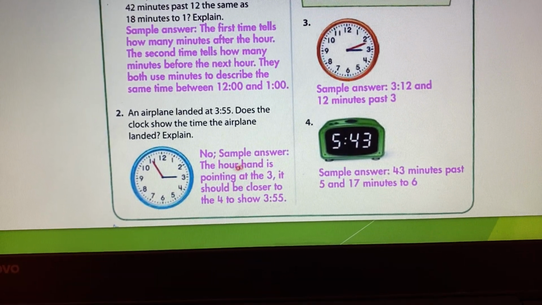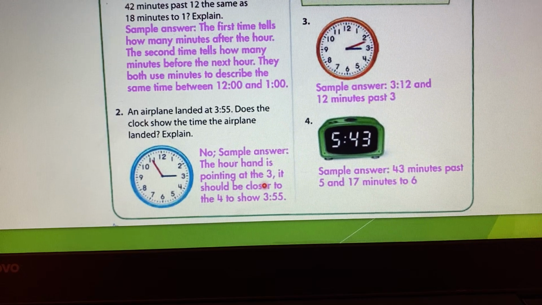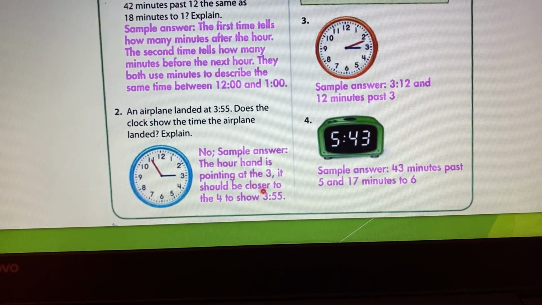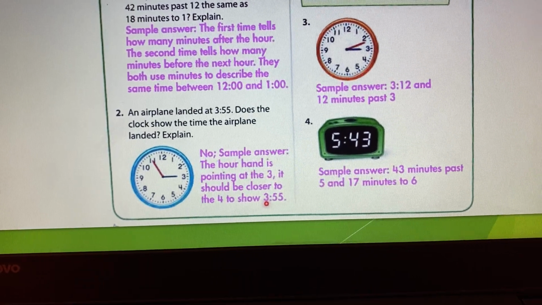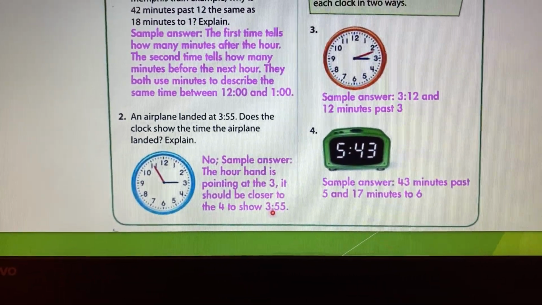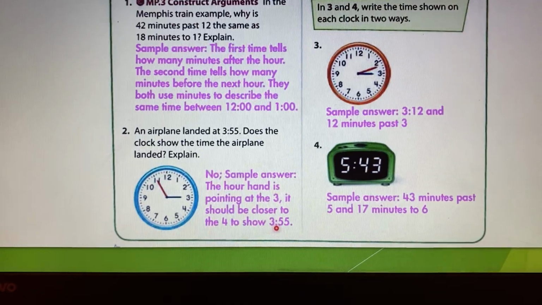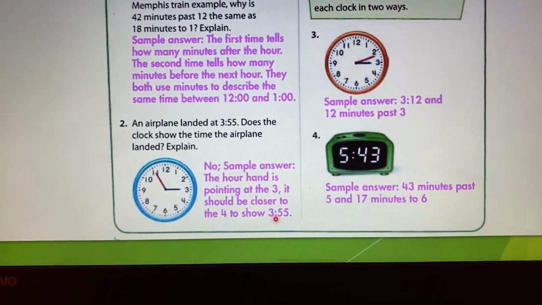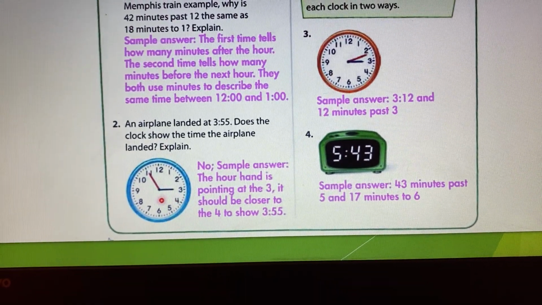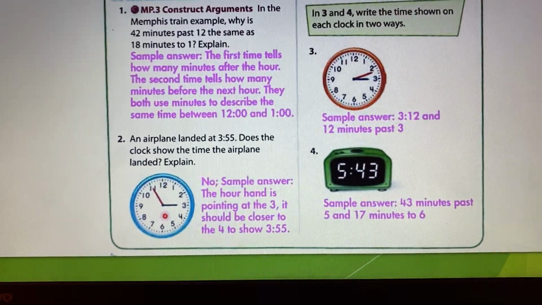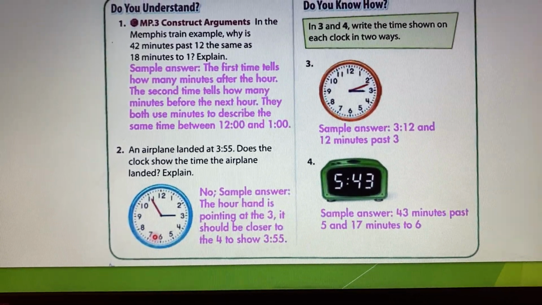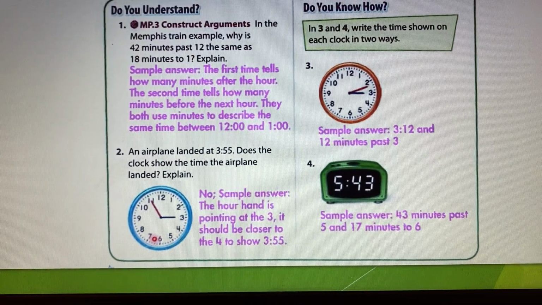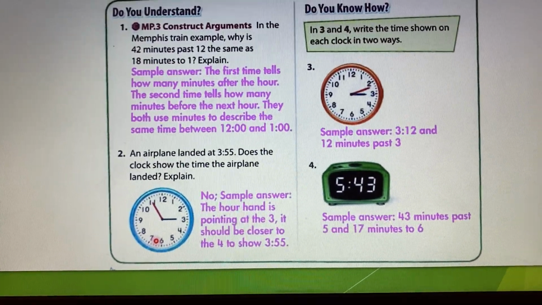So no, the hour hand is pointing at the 3. It should be closer to the 4 to show 3 and 55 minutes. Okay, if I ask you a question, how many minutes do I still have till 4? Yes, who said 5? Correct. So 5 minutes to 4. Excellent.